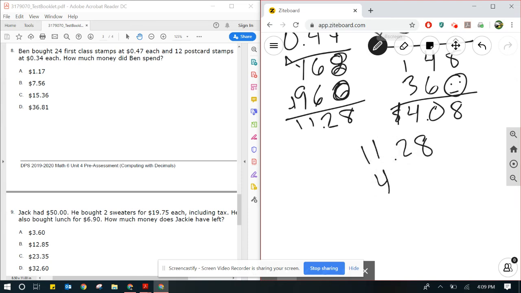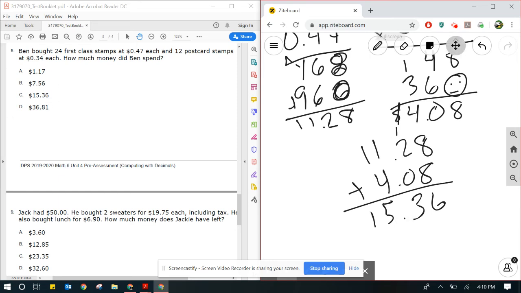11.28, 4.08. I'm adding these, but I'm looking at my answers too, right? So 1 is clearly wrong because that's way too low. 7 is clearly wrong because $11 is already higher than it. 36 is going to be way too much. So I'm going to end up with 16. 2 plus 1 is 3. This is going to be $15.36. And that's my answer.